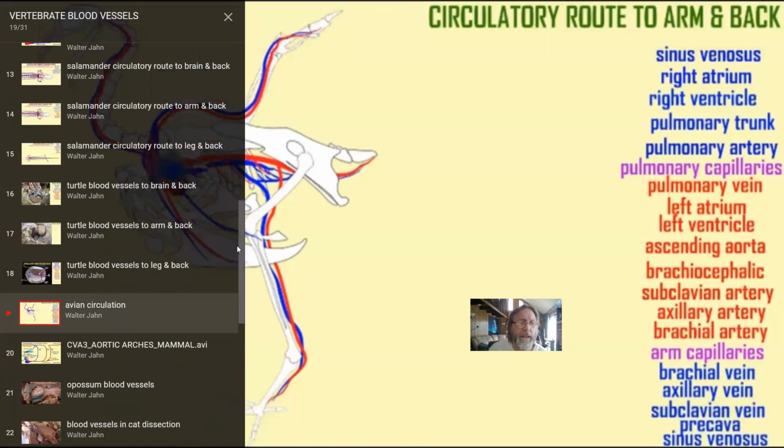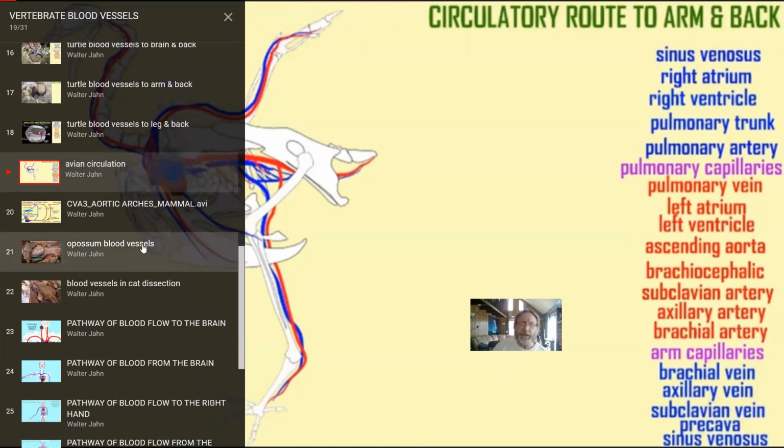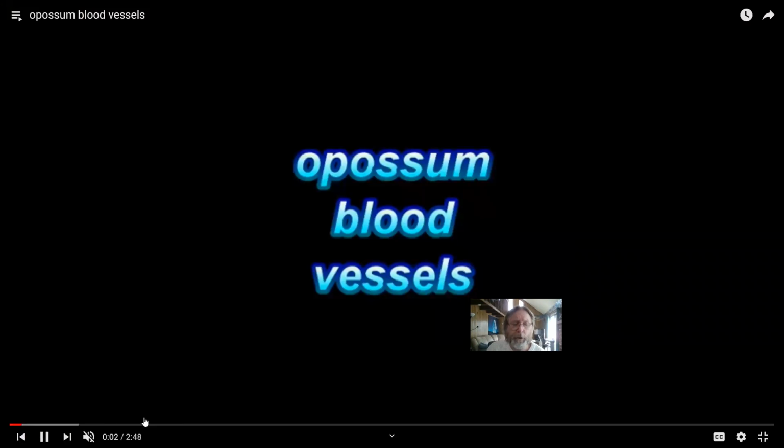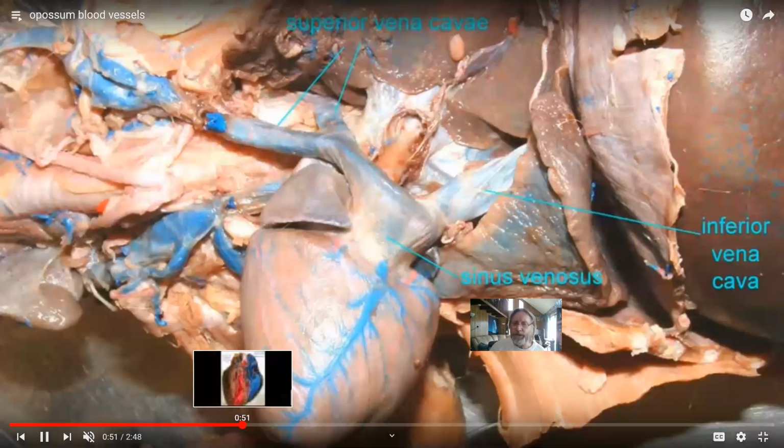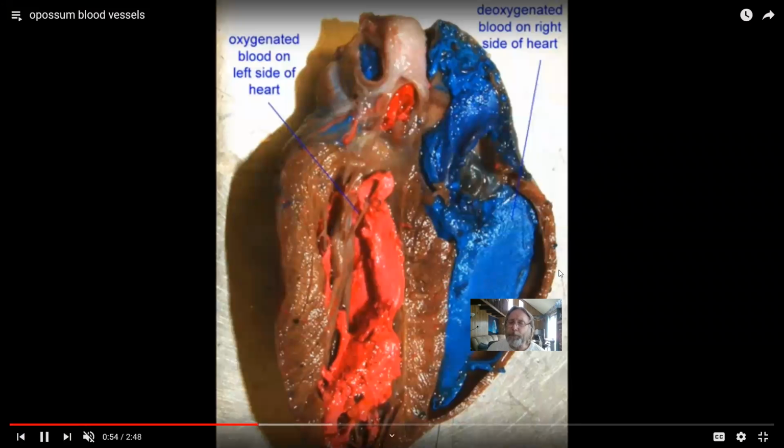And then as we look at blood vessels in mammals, I do have videos I stress in my human anatomy and physiology classes. But in addition to those, I have one on the opossum. Once again, mammals have a complete interventricular septum separating their deoxygenated and oxygenated blood.